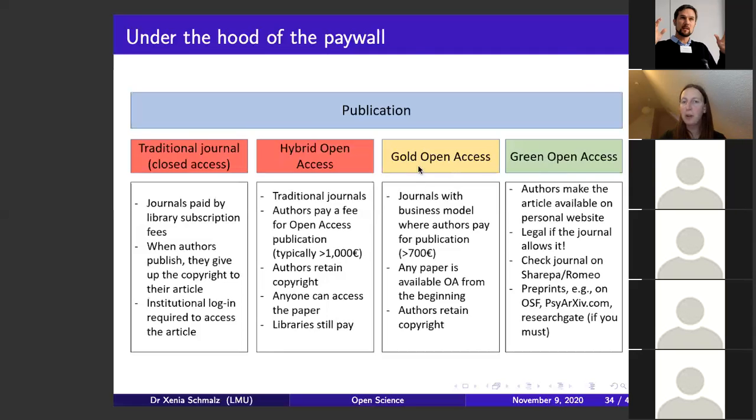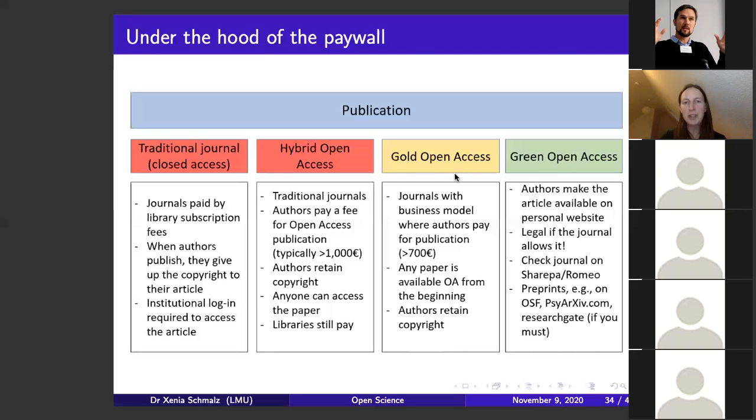The two alternative routes are gold open access and green open access. So gold open access, these are a completely different set of journals which have a completely different business model. Rather than being sustained by library subscription fees, these journals charge the author for each publication. So the authors pay a publication fee. Well, I wrote over 700 euros. I think if you find some really cheap ones, you can go down to 500 or so. And again, it can be several thousands. But from the very beginning, every paper in this journal is open access, so everyone can read the PDF, and the authors retain the copyright, so they can distribute it as they like.